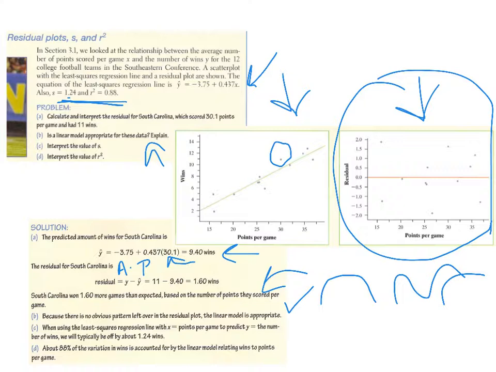And then part D has us interpreting the value of R squared. R squared was given to us as 0.88. So putting that in percent, about 88% of the variation in wins is accounted for by the linear model. And then I have to do the context part, y to x, relating wins to points per game. So that's all my interpretation is. And again, we'll be putting these on our sentence stem chart.